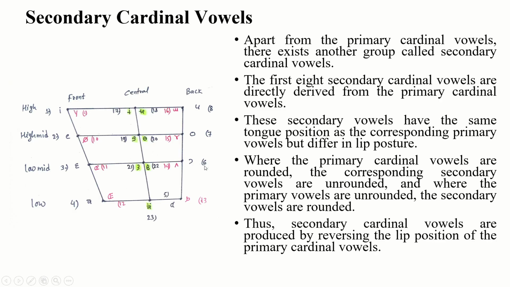Cardinal vowel 6 is rounded, and its pair is 14, which is unrounded. Number 7 is rounded, and its pair is 15, which is unrounded. Number 8 is rounded, and its pair is 16, which is unrounded. The secondary cardinal vowels are produced by reversing the lip position of the primary cardinal vowels, but the position of the tongue is the same. Lip posture is different, position is the same.